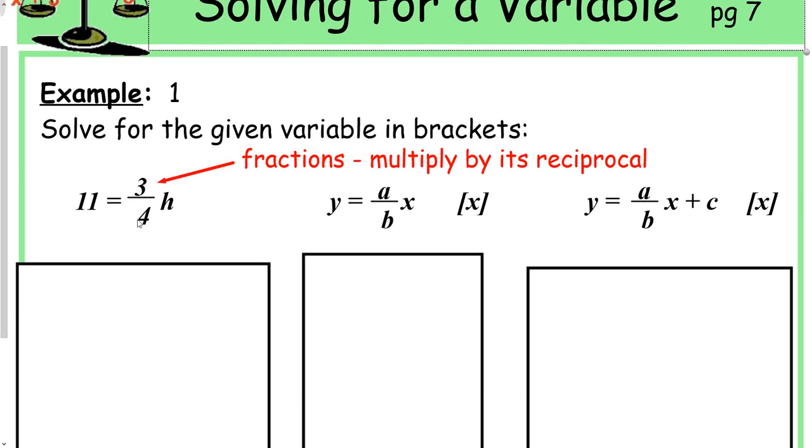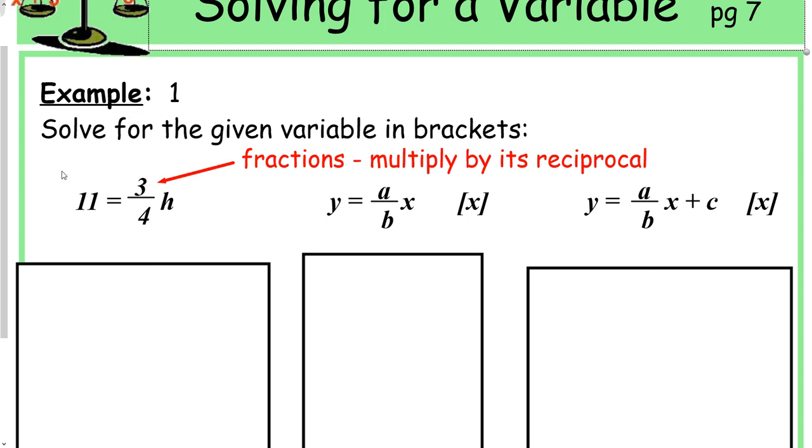Okay, so how do we eliminate a fraction example? All right, so fractions, if you wanted to solve for h, how do you get rid of this 3 over 4 in the front? You're doing the opposite. So essentially this says 3 times h divided by 4. So if you're going to multiply by 3, the opposite would be dividing by 3, and dividing by 4 means multiplying by 4. Okay, so you're going to multiply by its reciprocal. Reciprocal of 3 over 4 would be 4 over 3. You're just flipping the fraction.